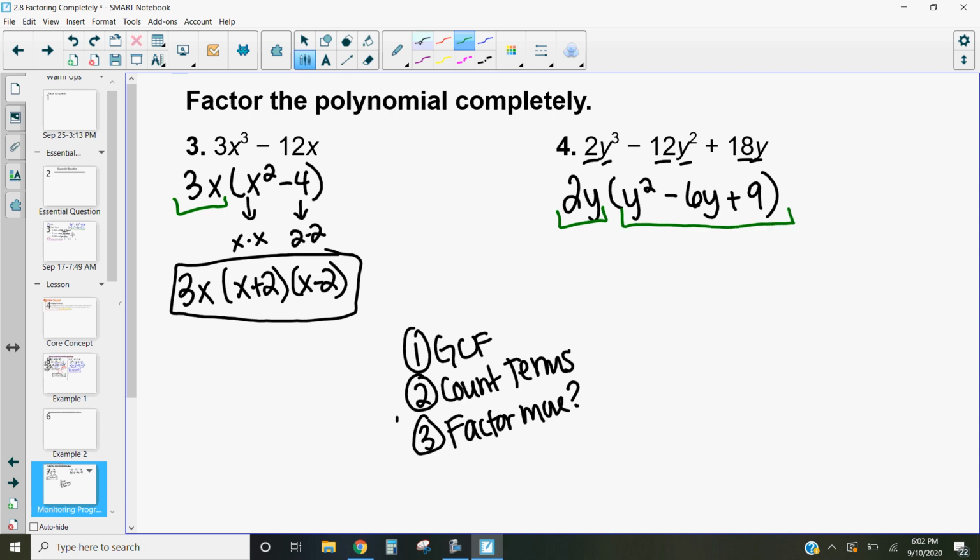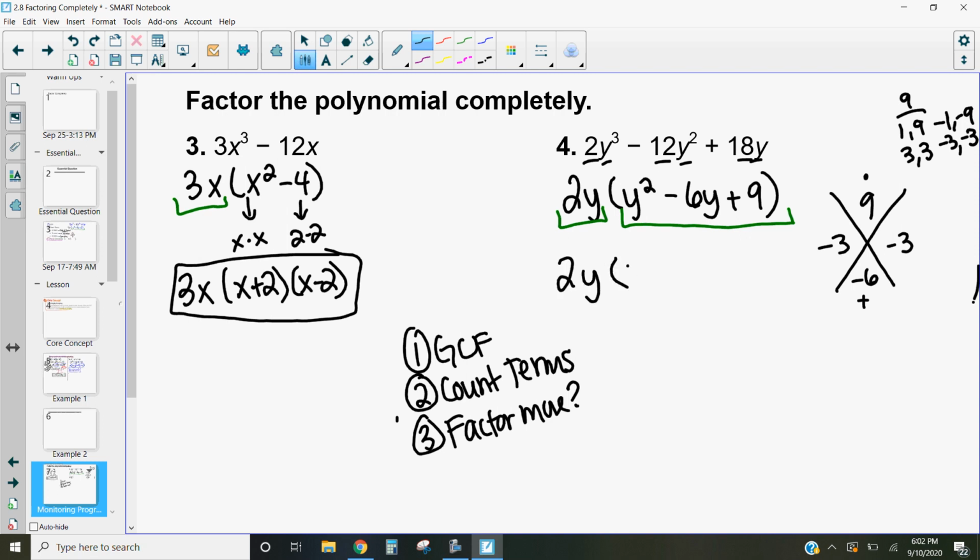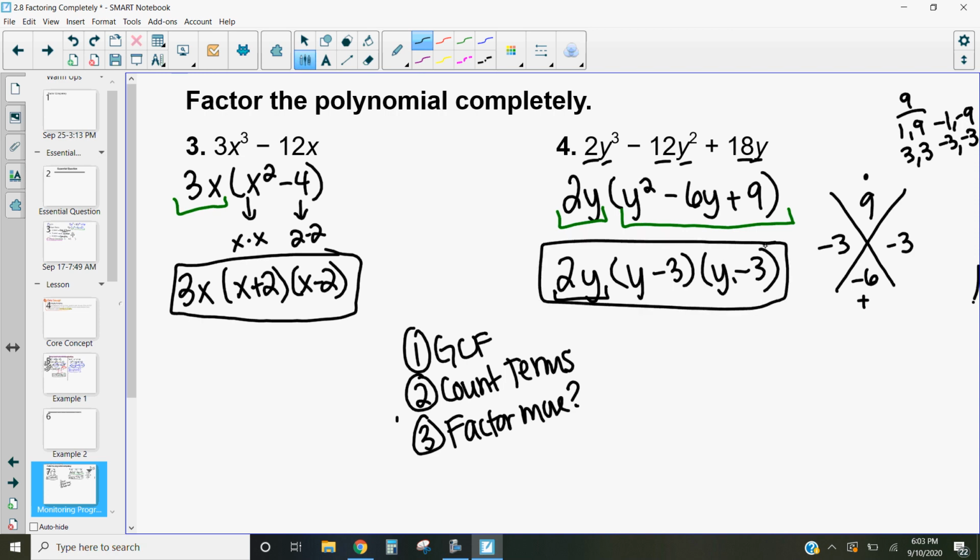Now I have a trinomial. And remember, with a trinomial, we are going to use our x method. So I want 2 numbers that multiply to 9 and add to negative 6. So what numbers are factors of 9? I've got 1 and 9. I've got 3 and 3. I've also got -1 and -9 and -3 and -3. So this will be a -3 and -3. So it factors out into 2y times y minus 3 times y minus 3. Now notice I have a monomial, a degree 1, a degree 1. That is as simple as we're going to get.